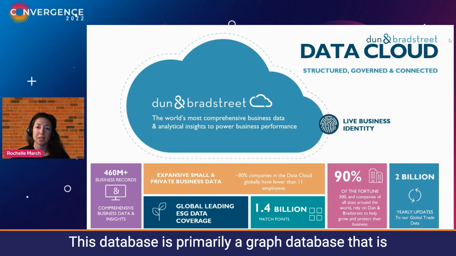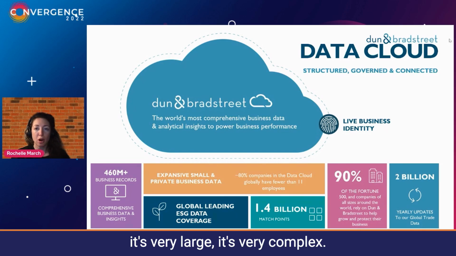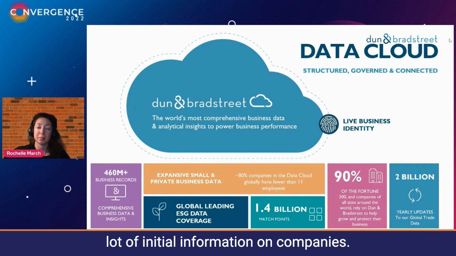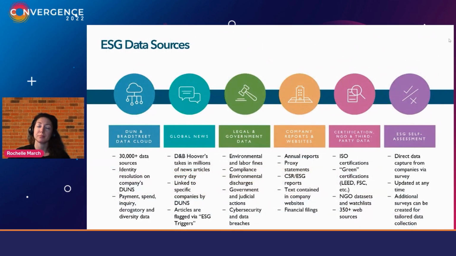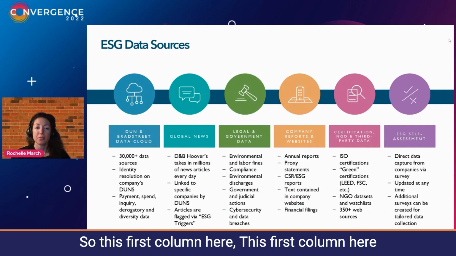This database is primarily a graph database that is constantly changing, has a lot of different variables. It's very large, it's very complex, and it's where we're able to gather a lot of initial information on companies. In addition to that, we look across a number of other sources.